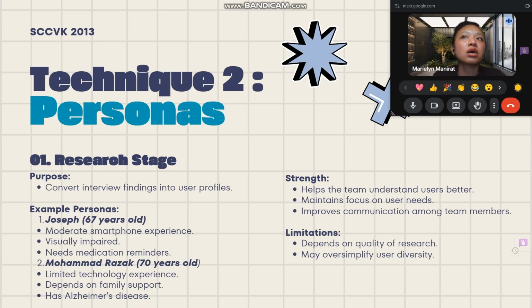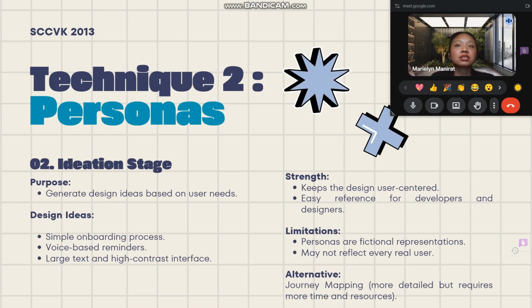For this research stage for personas, we have the strength and then the limitation. The strength of personas is that they help the team understand the users in a better and more concise way and maintain a user-centered focus throughout the whole development process. While the limitation is that personas depend heavily on the quality of the research and may oversimplify the diversity of real users instead of focusing on the main user center. So this is the strength and the limitation for the research stage. And then the second is the ideation stage.